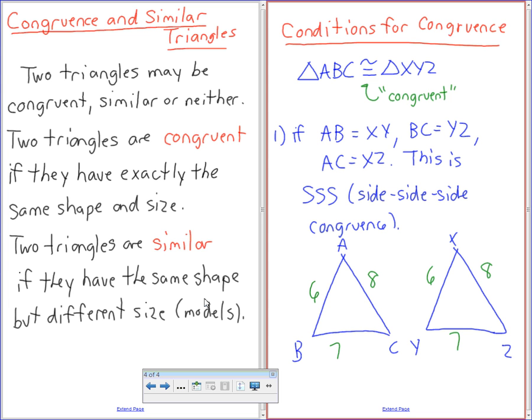If I say the triangles look like that, 6, 7, 8, 6, 7, 8, they would have to be the same. Why would they? Because we said they have to have the same sides and the same angles. Why do I not need to worry about the angles in this case? Because this is something to start thinking about.